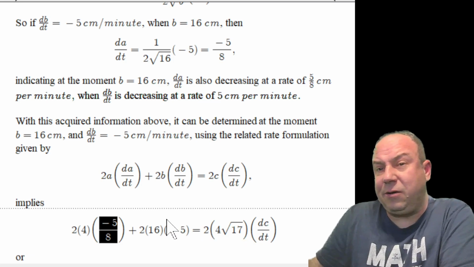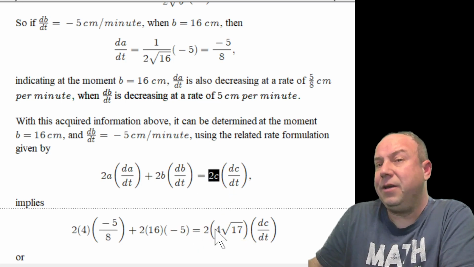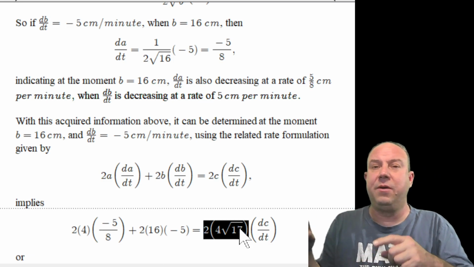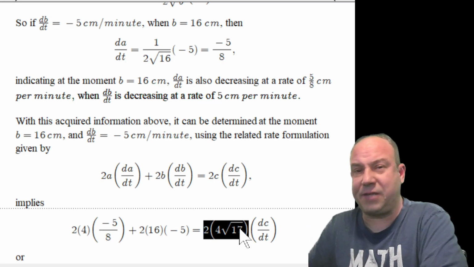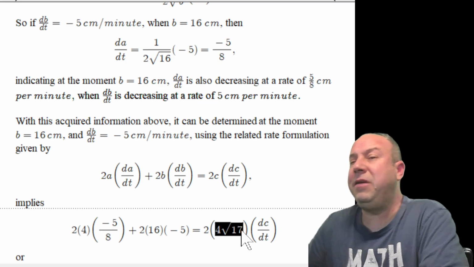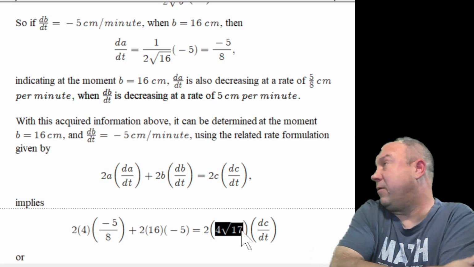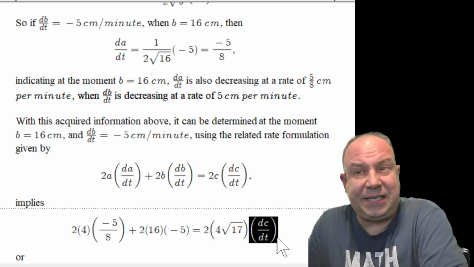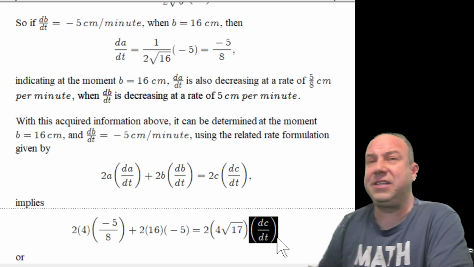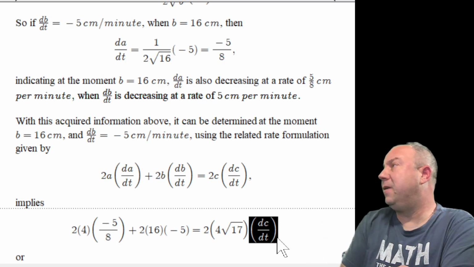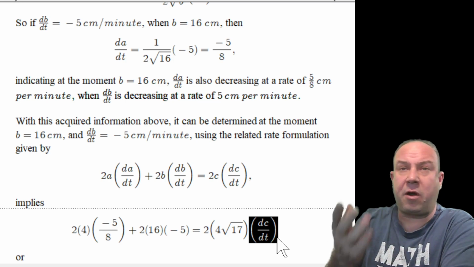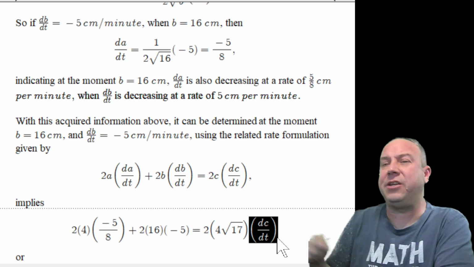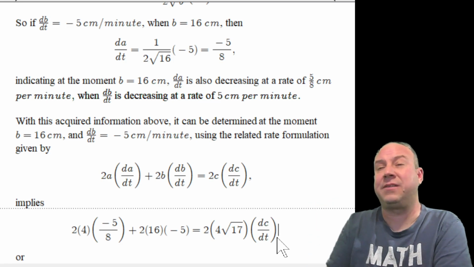And all this is going to equal 2 times C, where when B is 16 centimeters, A is 4 centimeters, leaving C to be 4 root 17 centimeters from the Pythagorean theorem. And the only unknown we're left with in this relationship is dC dt, where we can use this given information from above and this acquired information from our work to now be able to solve for dC dt, the rate of change in the hypotenuse measure with respect to time t.